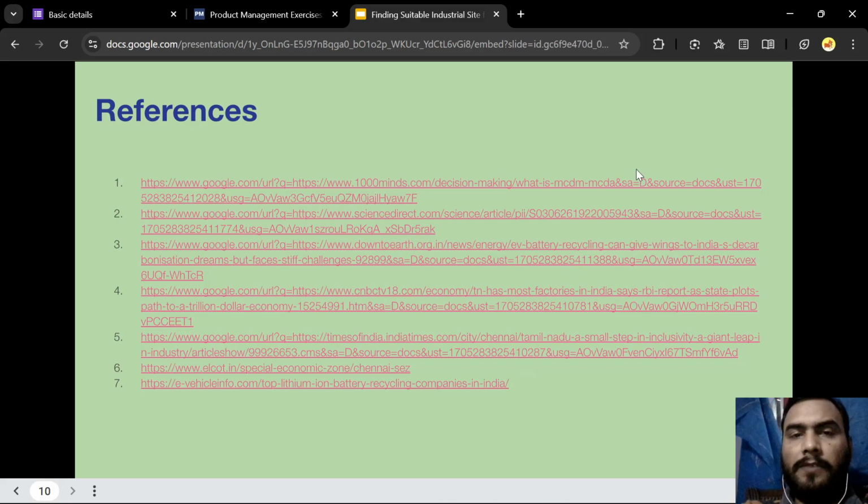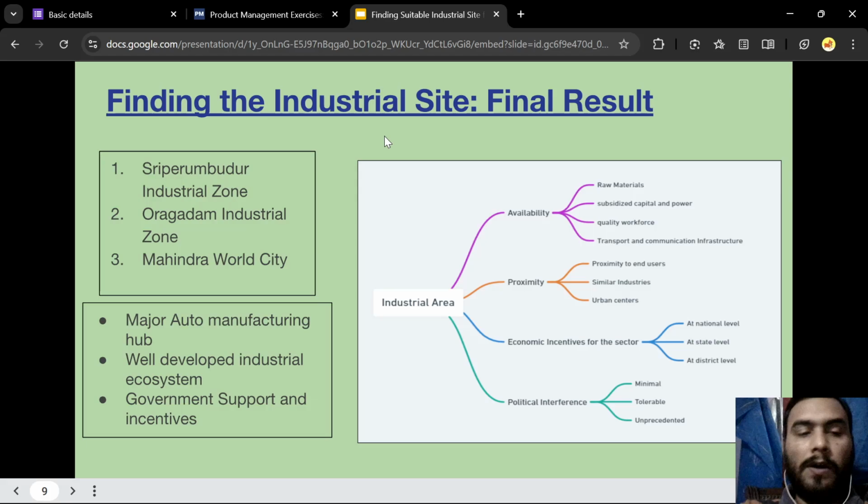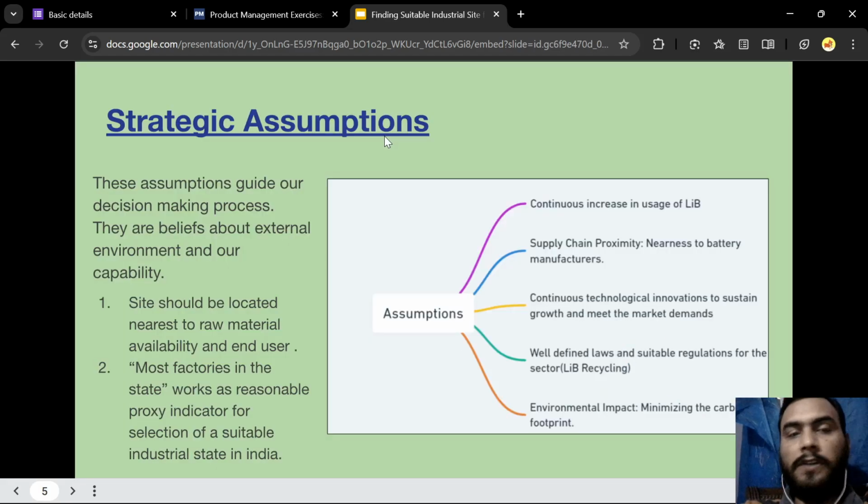I had also prepared a similar presentation for an international site for a lithium-ion battery plant. But the framework that I followed was quite similar to how I did it for this national site.